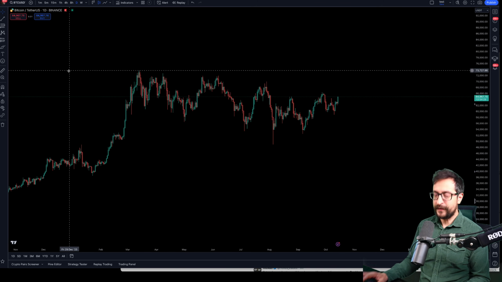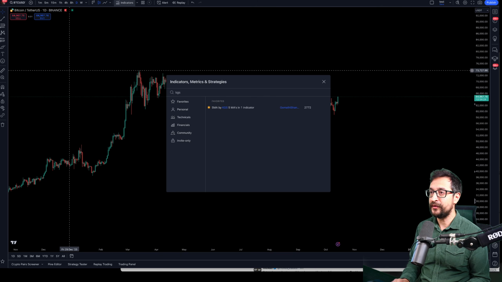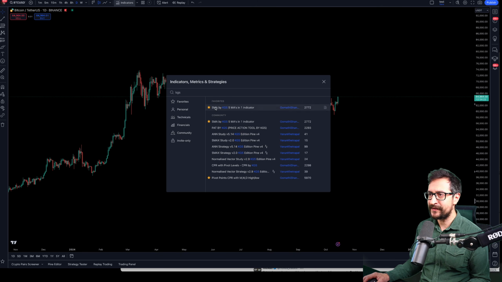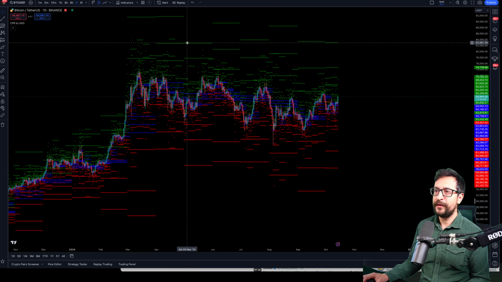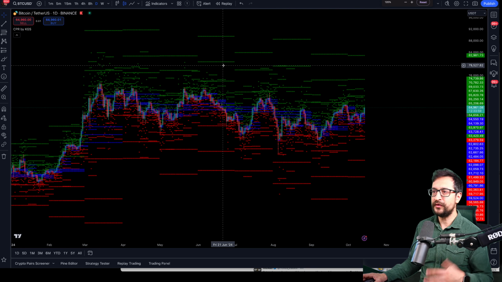So let's get rid of this one and let's search by the author that I prefer to use, which is KGS. So if you search in indicators on TradingView and you find this one that has roughly 6,000 likes at the moment, you're going to find pivots, points, CPR with MWT high and low. So let's load that, and the first time that you load this, it's going to look a little bit scary because it's going to show you everything that the CPR has to offer.